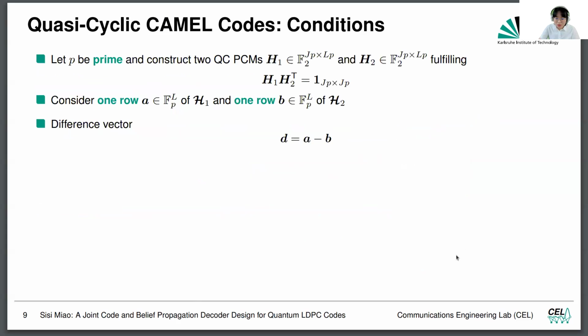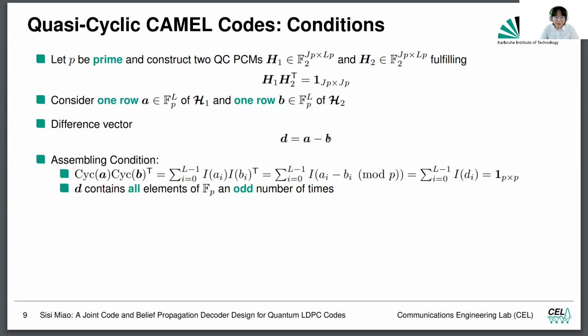And so this is our preliminary for constructing the codes. Now we want to obtain two binary matrices whose product is 1. By doing so, we want to consider one row of the base matrix H1 and one row of the base matrix H2, and they will be lifted to rows of CPMs. And then we also define a difference vector as D.